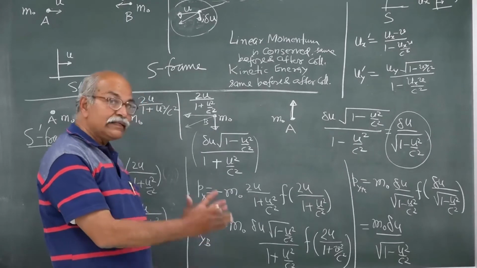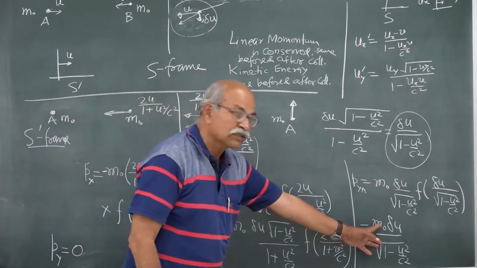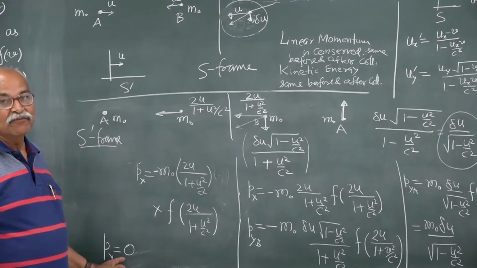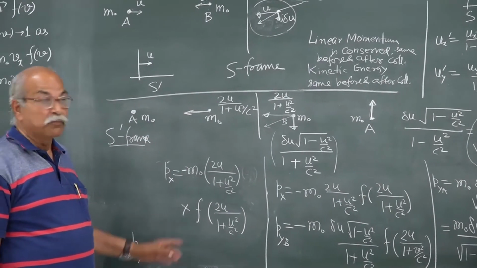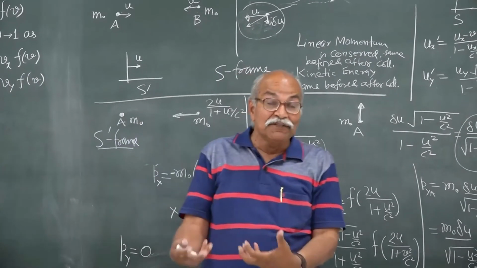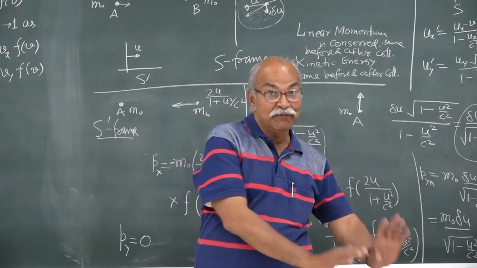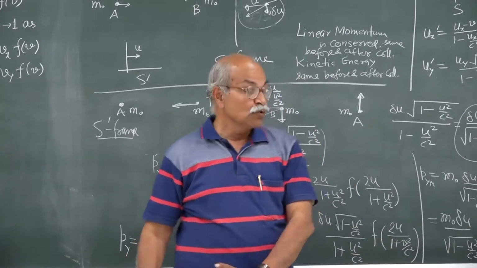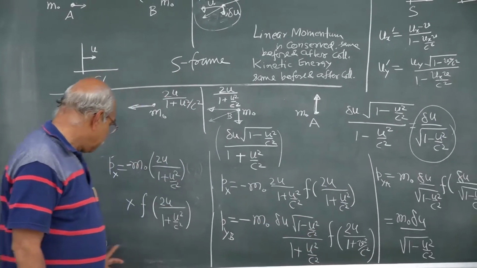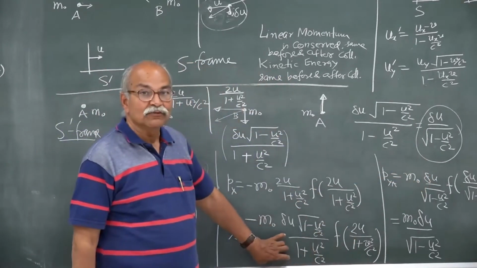So the total linear momentum in the y direction will be this plus this, and that should be equal to 0, because before the collision the linear momentum is 0, and we have put this function f of v etc. So with the new definition of linear momentum, the momentum should be conserved, the same before the collision and after the collision. So to find the functional form, I can always say that this Py should be 0. So this plus this should be 0.